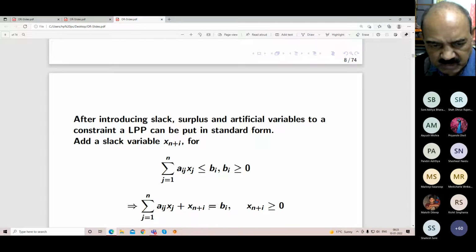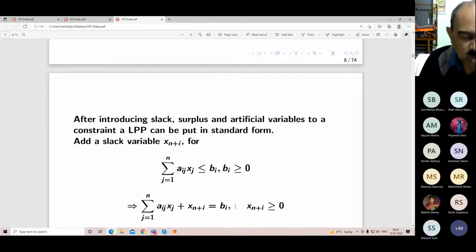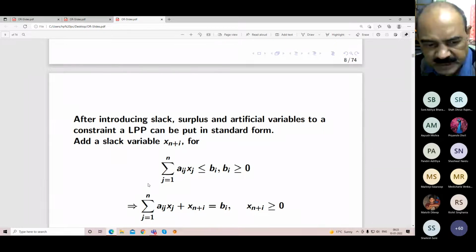For each such inequation we introduce a slack variable, naming it xn plus i. Once you add the slack variable, this becomes an equation equal to bi, where the right hand side bi is non-negative. This xn plus i is also non-negative, and we treat it as a slack variable. So to convert a type 1 inequation to an equation, we introduce slack variables. That's all.